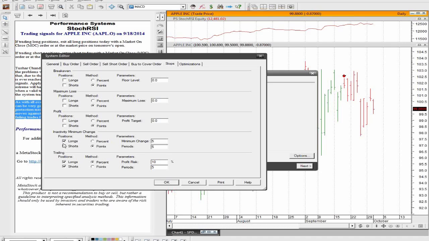We can also put in inactivity stops. If you get bored because the stock's not moving enough and you want to get in another trade, you can test that as well. You can also do profit targets, maximum loss, or break even. And then the nice thing is you can actually go in and add that to your test to see how it is going to affect your bottom line.